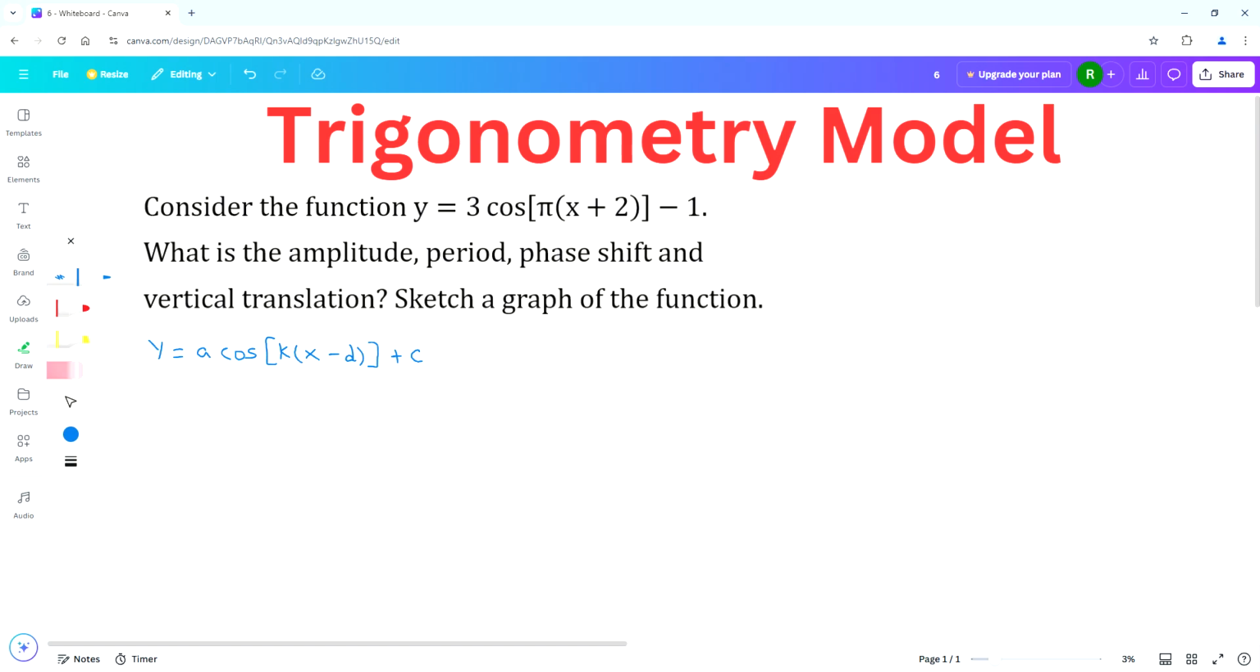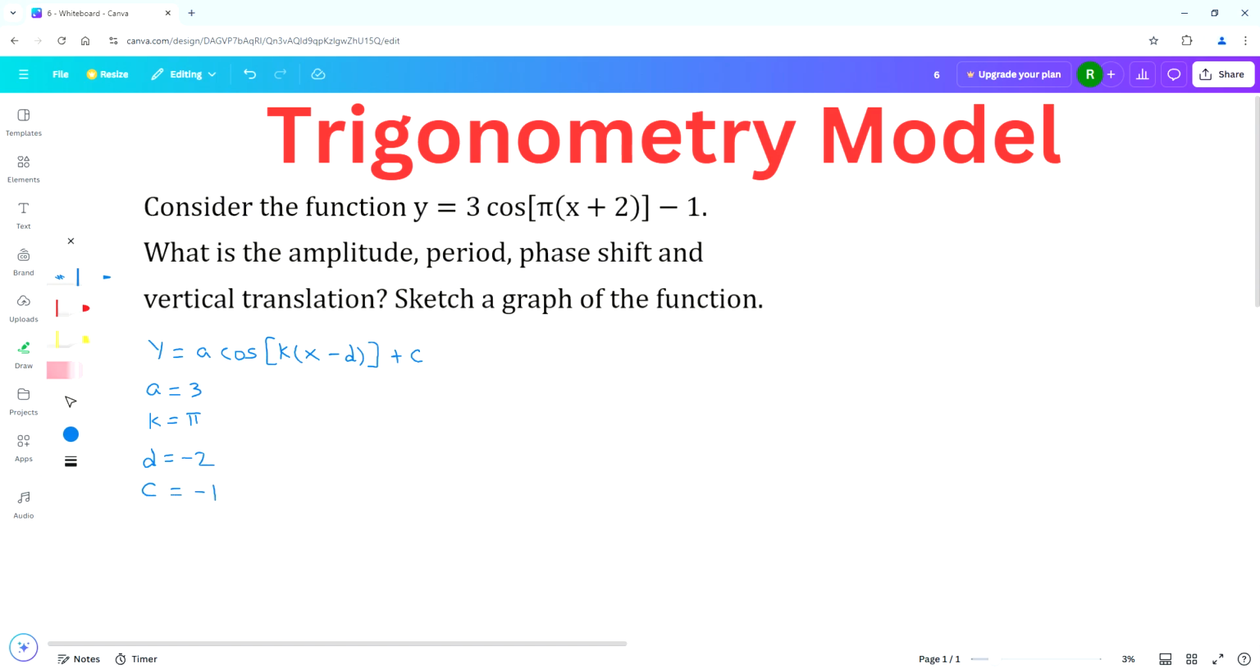A is equal to 3, K is equal to pi, D is equal to negative 2, because there is a negative sign in the general equation, and in the given equation it's plus 2, so we flip the sign in the equation. So that's why the D value is negative 2. C is equal to negative 1.